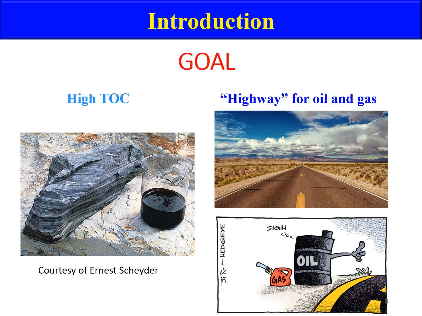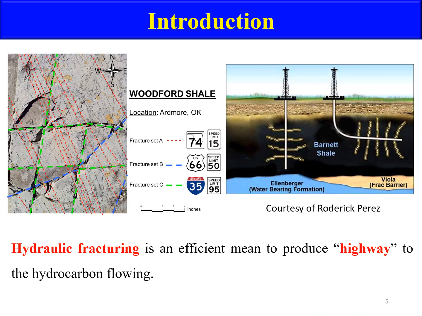There are two goals in shale resource characterization. The first goal is to find the zones that are rich in TOC. The second goal is producing a highway for the oil and gas to flow. Due to the low permeability, it is necessary to enhance the recovery.